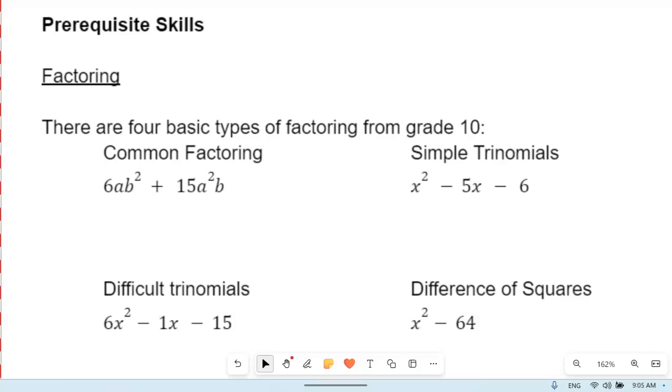So we're going to start with a review of the skills that we're going to be using throughout the course. And the main thing that we need to be able to be comfortable with is factoring. So from grade 10, there are 4 basic types of factoring.